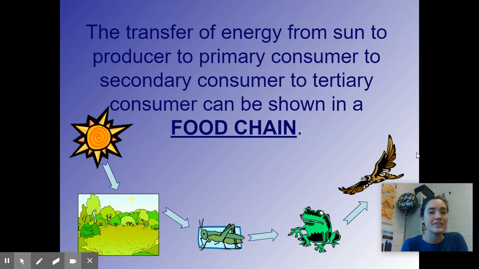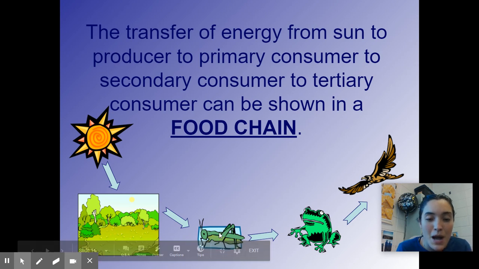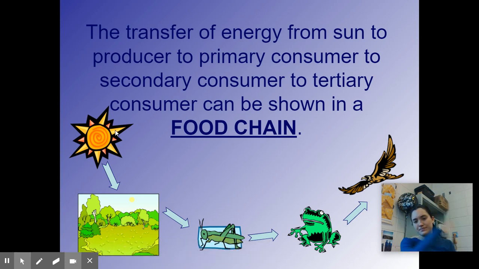The transfer of energy from sun to producer to primary consumer to secondary consumer to tertiary consumer can be shown in a food chain. So these trees are getting their energy from the sun. This bug is getting its energy from the trees. This frog is getting its energy from the bug, and this bird is getting its energy from the frog. But it all starts with the sun. There's a fly in here.